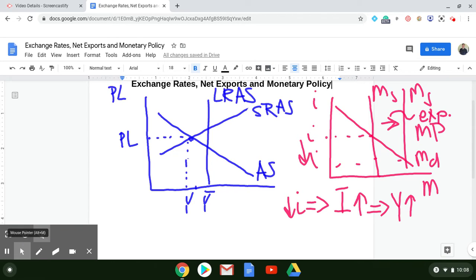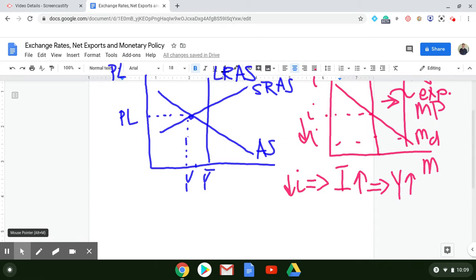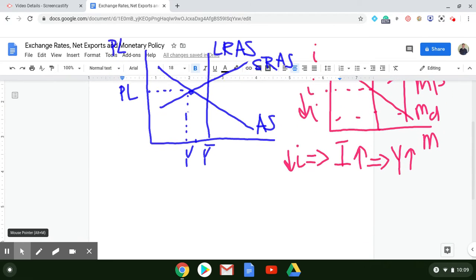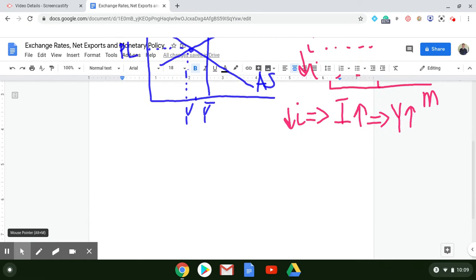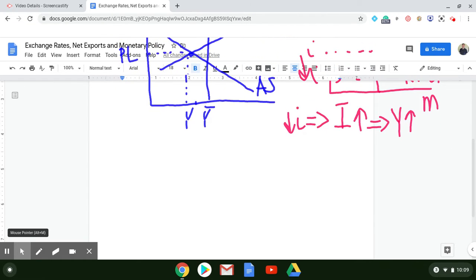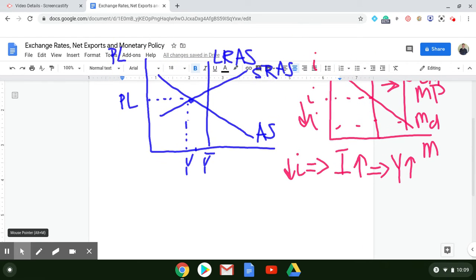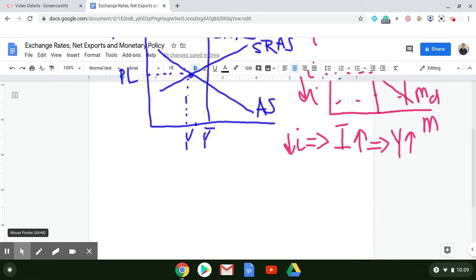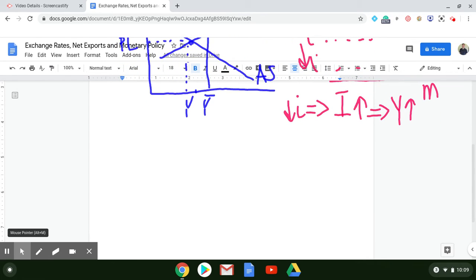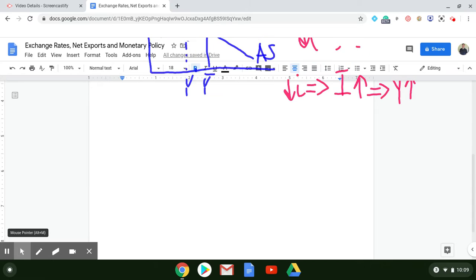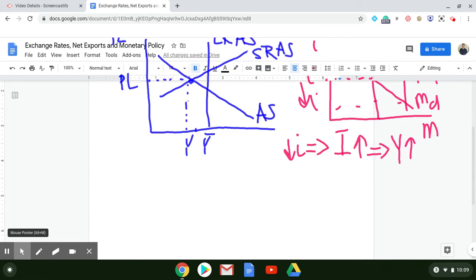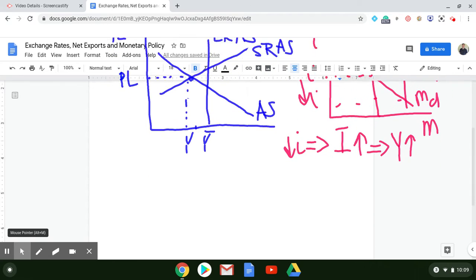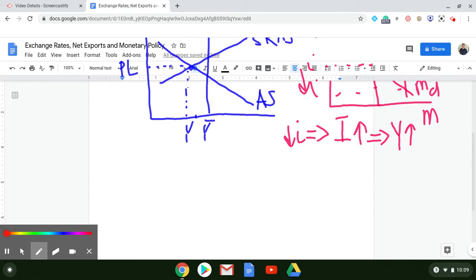Now let's see how this will affect the exchange rate, and likewise how the exchange rate will affect the economy. Sorry about that. I'm losing my train of thought, but bear with me.